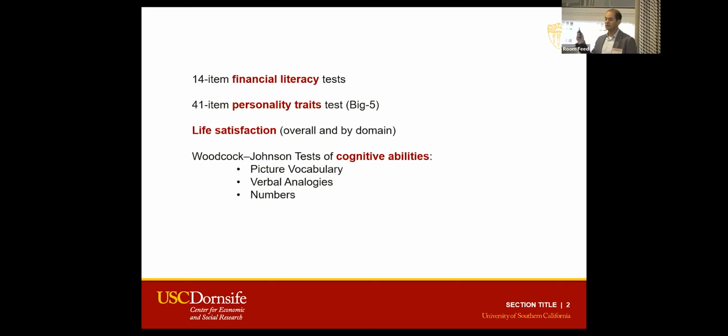The comprehensive file includes a 14-item financial literacy test. We have the big 5 personality traits, life satisfaction by domain. And we also have a range of scores from cognitive ability tests, including on picture vocabulary, verbal analogies, and numbers.